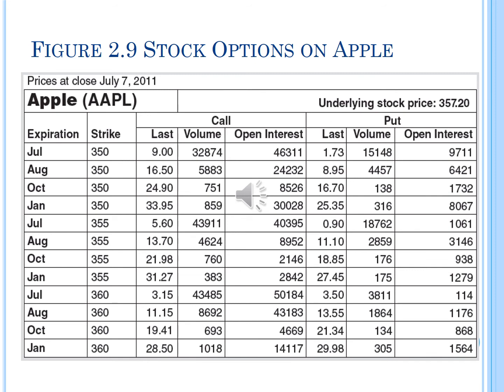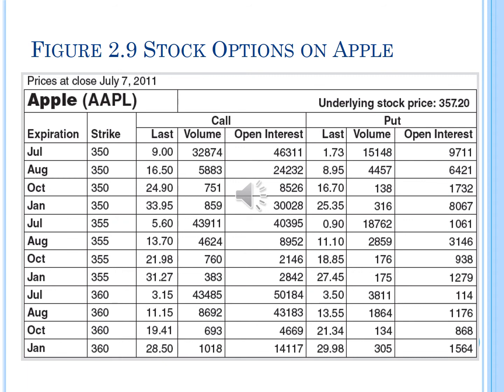Notice that the prices for call options decrease as the exercise price increases. For example, the July 2011 expiration call with exercise price of $360 costs only $3.15. This makes sense as the right to purchase a share at a higher exercise price is less valuable, right? Conversely, put prices increase with the exercise price. So the right to sell a share of Apple in July at a price of $355 costs only 90 cents, while the right to sell at $360 costs $3.50.